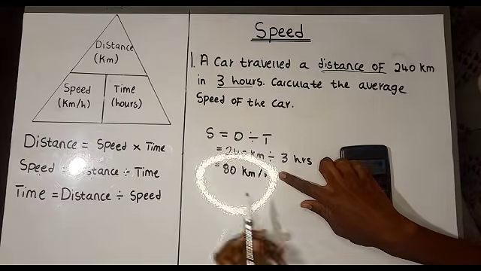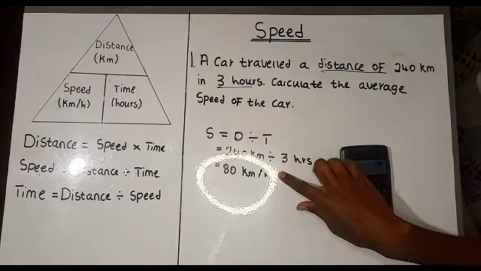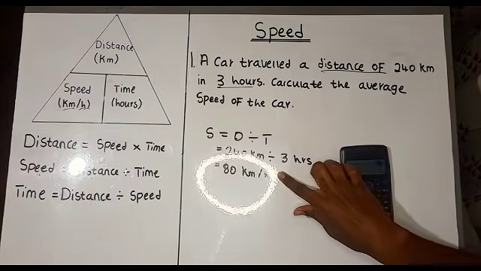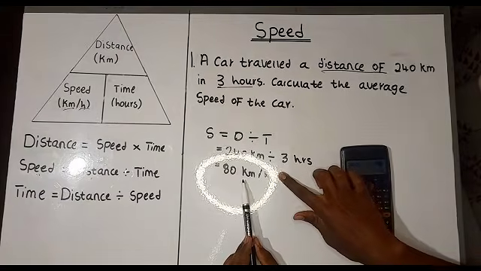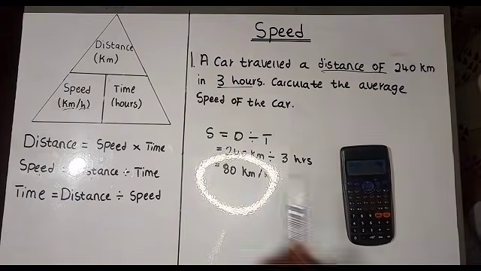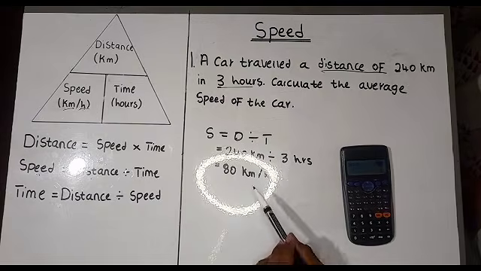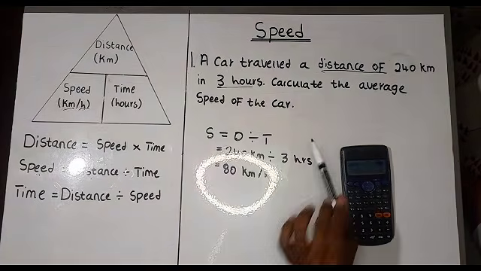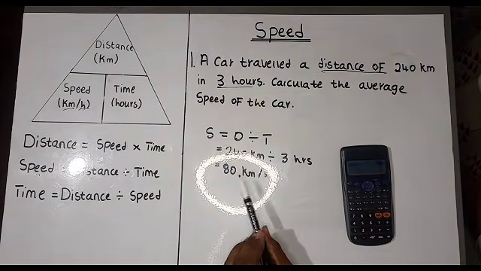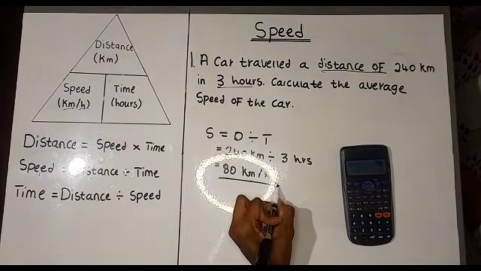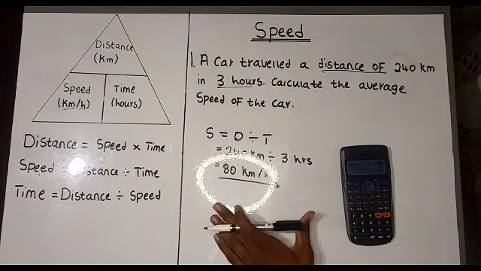So remember, we're now calculating the speed, and I told you that your speed should always be in kilometers per hour. So your final answer should be written as kilometers per hour. If you just write 80 kilometers, your answer will be incorrect, because that means that when you're calculating speed, you're calculating distance, not speed. Speed should be in kilometers per hour. So this is our final answer. And yeah, this is how we calculate speed.